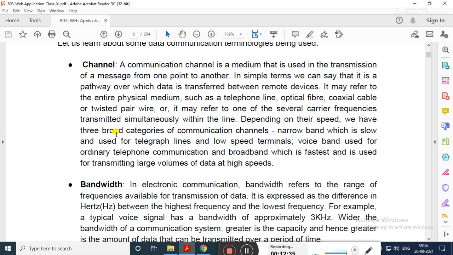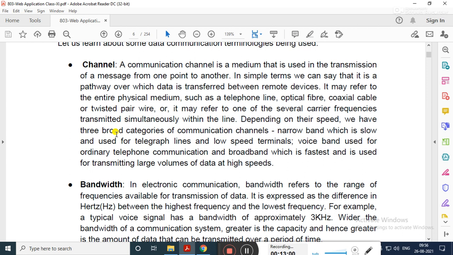Depending on the speed, we have three broad categories of communication channels. One is narrow band, which is the slow one, used in telegraph lines and low speed terminals. The second one is voice band, used for ordinary telephone communication. And broadband, which is the fastest, is used for transmitting a large volume of data at high speed.